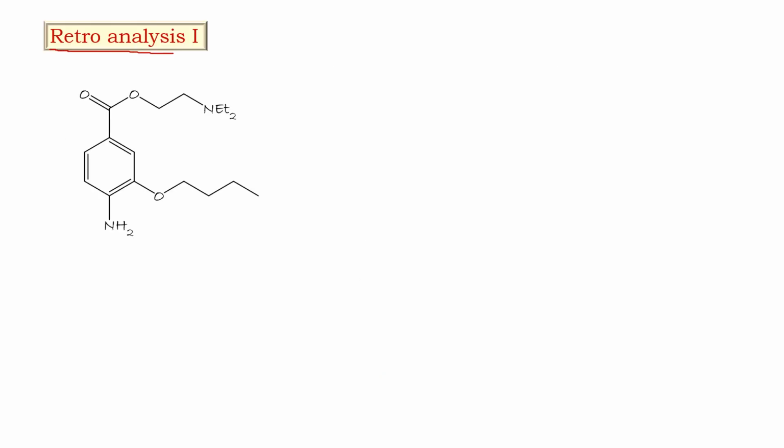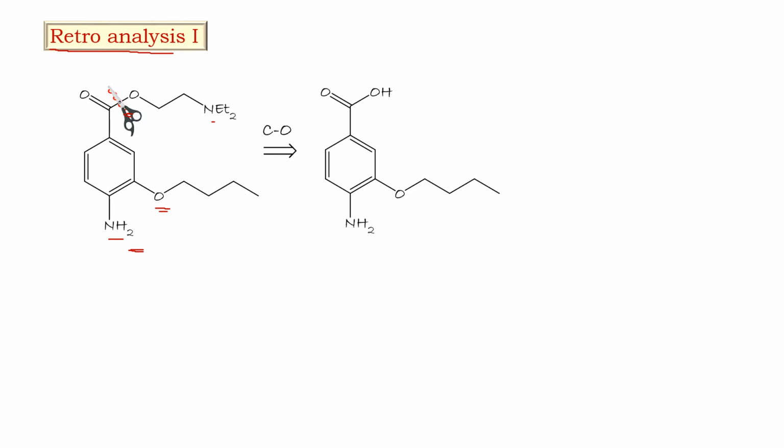Retro-analysis 1. Here is our target molecule. As we mentioned, we have an ester, we have an ether, we have amine. Well, the ester is very reactive species, so I will start by cutting in this, transfer it to carboxylic acid. Now the amine is still very active, but we can get it from less reactive nitro. So let's do functional group interconversion and have this nitro.